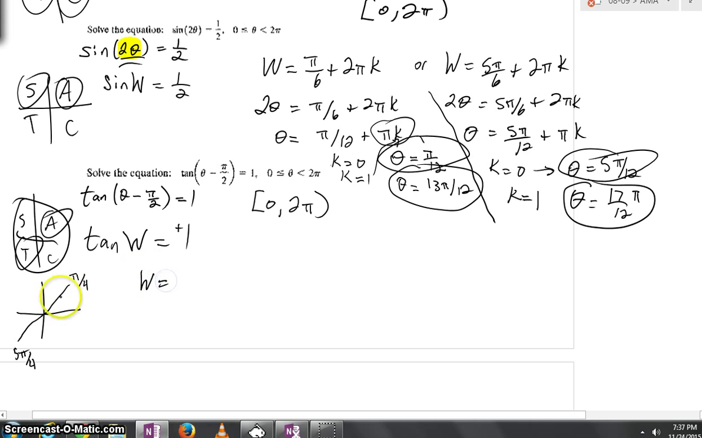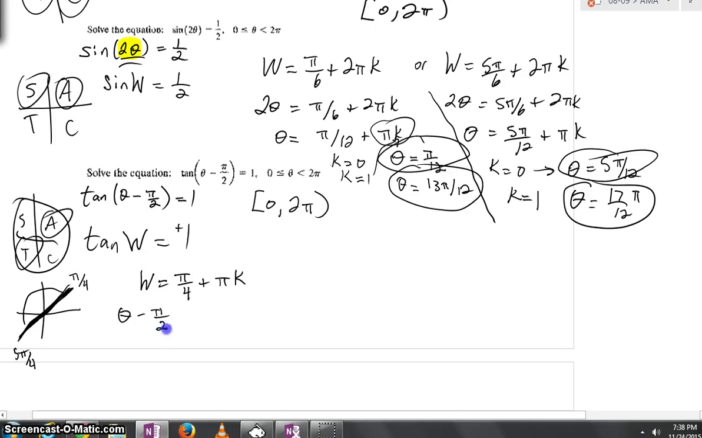Now, whenever you have two angles connected by a straight line or a straight angle, we know from geometry that the measure of a straight angle is 180 degrees. We could also say that that's pi radians. So rather than write two equations here, we could just write pi over 4 plus pi k. And that's honestly what we should be doing.